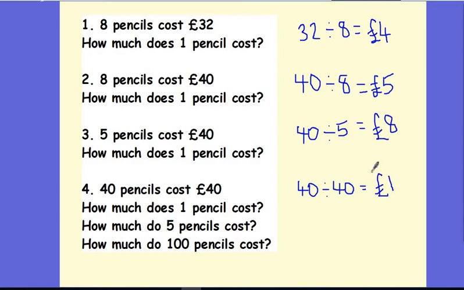And if 1 pencil is £1, 5 pencils is going to be 5 times £1, which is £5. And 100 pencils is going to be 100 times £1, which is what, Zara? What's 100 times £1? £100, perfect.